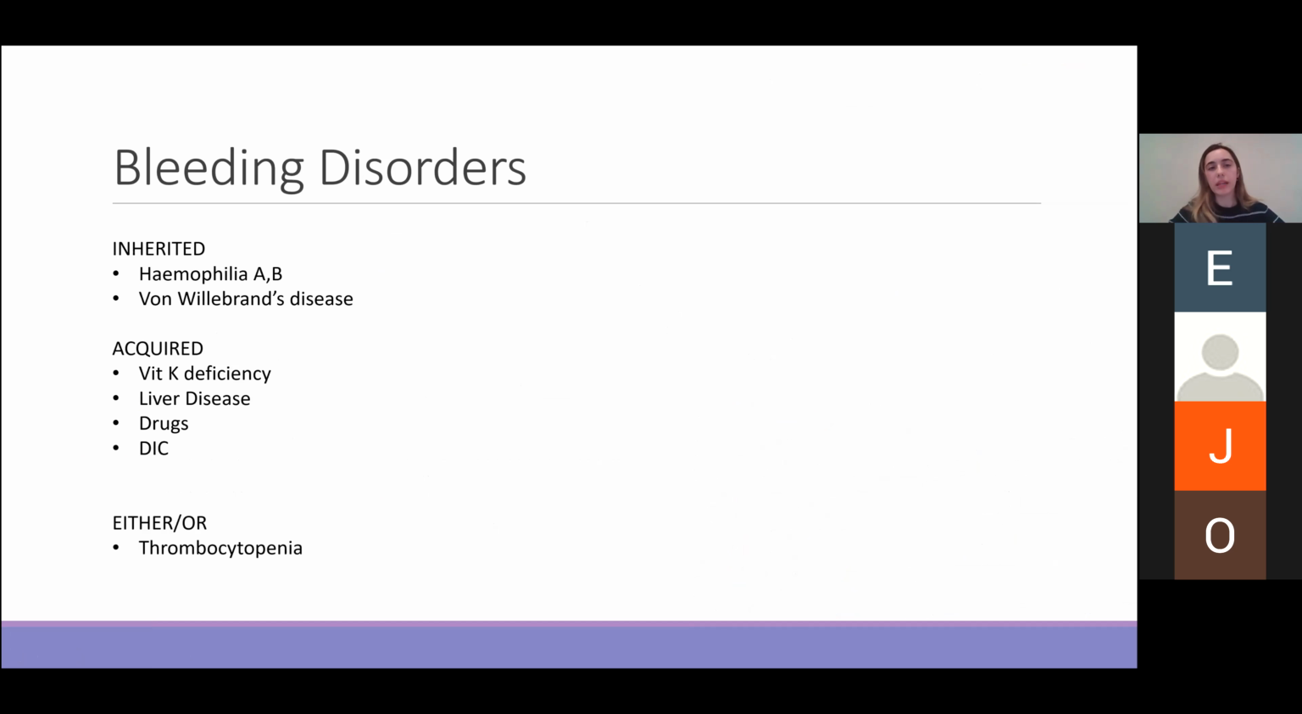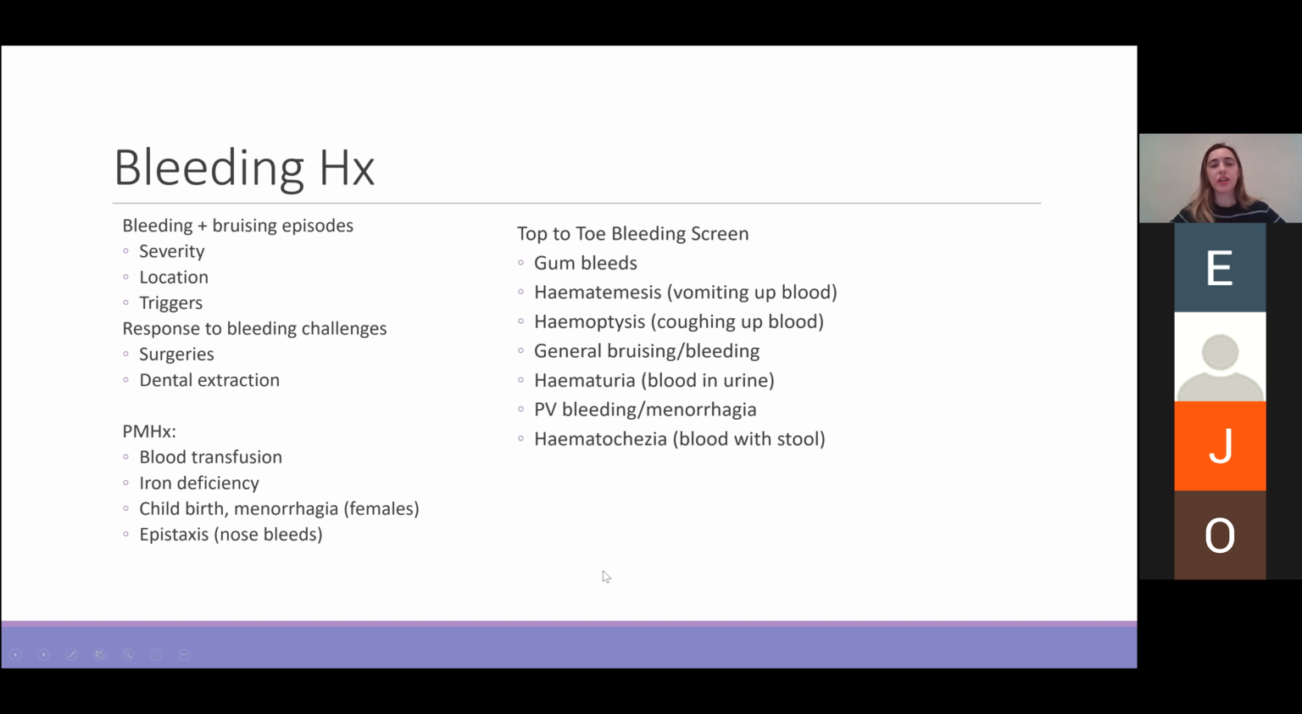Okay, so moving on to bleeding disorders. Main ones here are hemophilia, and I guess von Willebrand's not as key, but liver disease is quite key, more in the context of chronic liver disease. So here's a general bleeding history if you suspect someone's got a problem. It's really easy, just a top to toe screen of symptoms and past medical history. So it's just there if you require it.